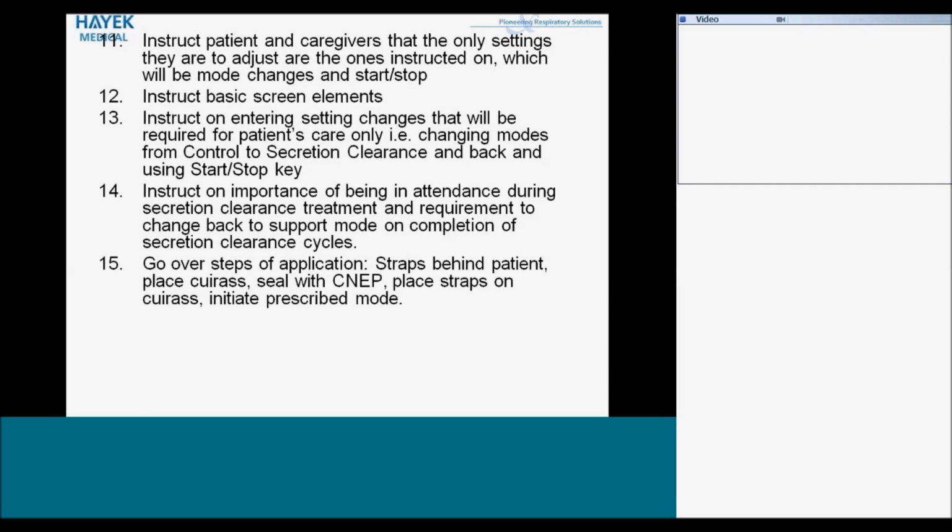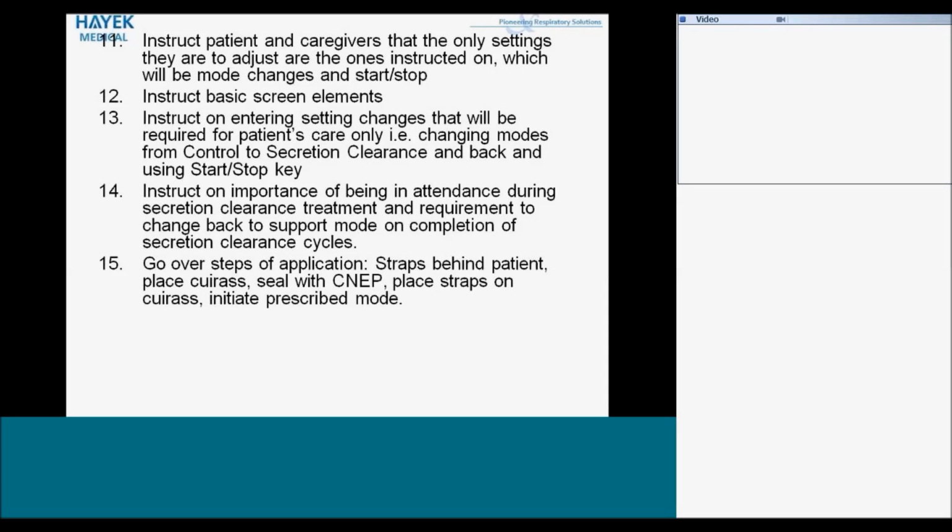Okay, the steps of application need to be reinforced. Always start by putting the straps behind the patient, and then place the cuirass. And when you're demonstrating cuirass placement, remember you flex it out somewhat. Don't just push it up to the chest and shove it on, which is a common mistake. That really is hard on the seals. It will wear them out much more quickly. The cuirass needs to be flexed out and around on the patient's chest.